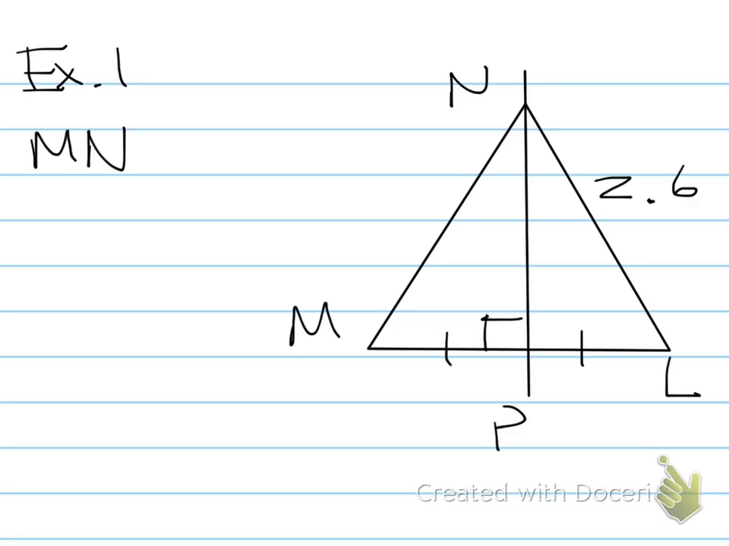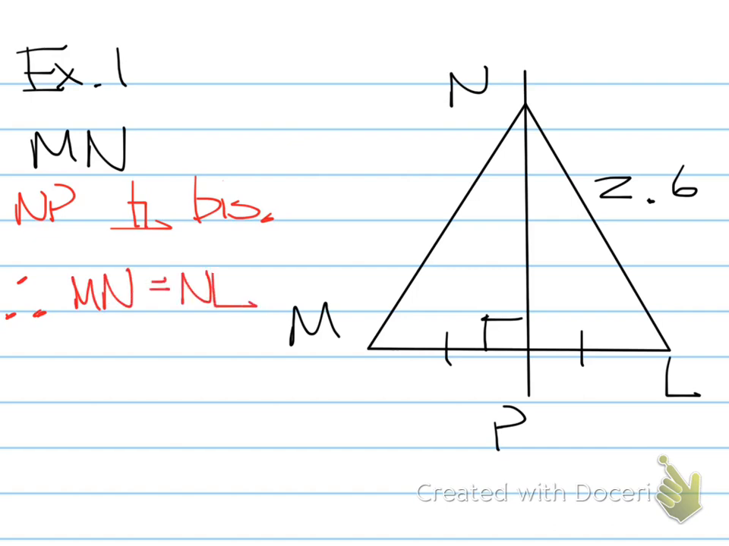In this example, we want to determine what the measure of MN is. Since N is on the perpendicular bisector, then N is equidistant from M and L. So NP is the perpendicular bisector. Since NP is the perpendicular bisector, then NM is the same measure as NL. So MN is going to equal 2.6.